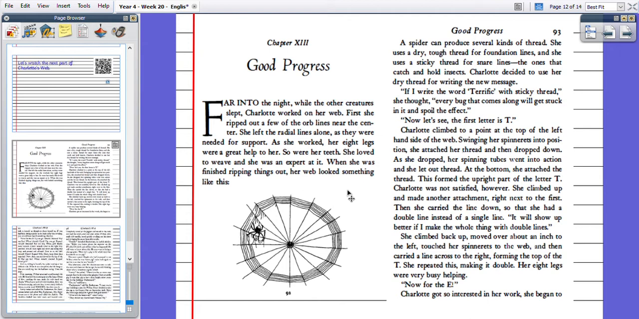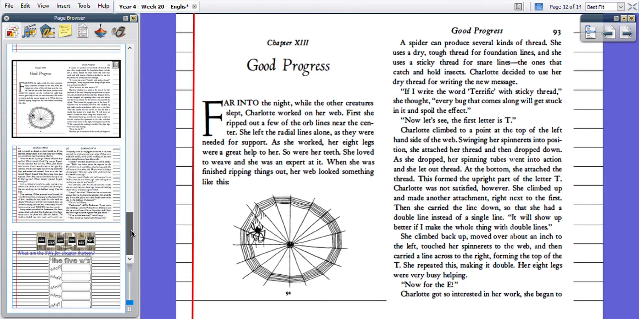Charlotte climbed to a point at the top of the left-hand side of the web. Swinging her spinnerets into position, she attached her thread and then dropped down. As she dropped, her spinning tubes went into action and she let out thread. At the bottom, she attached the thread. This formed the upright part of the letter T. Charlotte was not satisfied, however. She climbed up and made another attachment right next to the first. Then she carried the line down so that she had a double line instead of a single line.